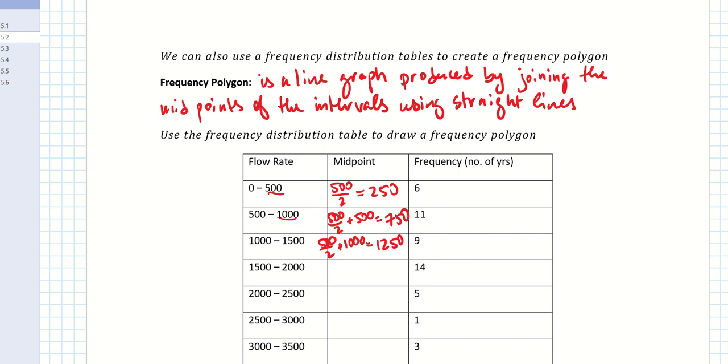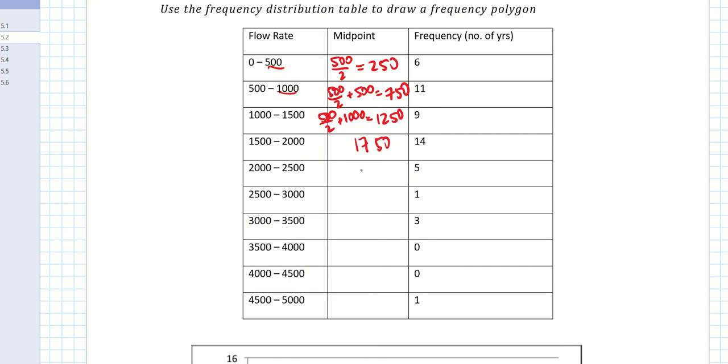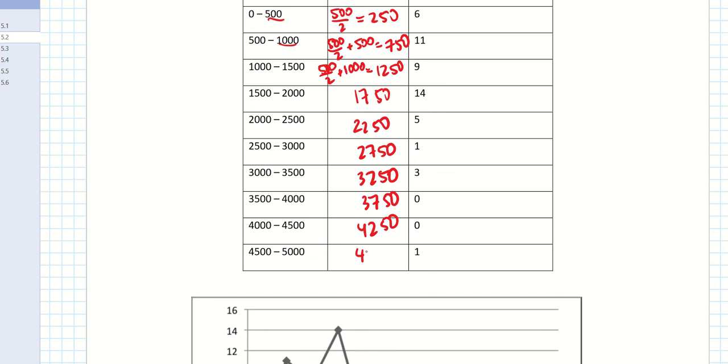Or you can think of it this way. Once you find one of them, 250, you're just going to add 500 each time, right? So you add 500 to this, you get 750, you add 500 to this, you get 1,250, and so on, and you're going to end up with all of these midpoints. So there's a couple of ways you can get these midpoints, but in the end, you're going to end up with just one single value, which you're going to connect with a straight line. So here I got 1,750, 2,250, 2,750, 3,250, and the last one is 4,750.